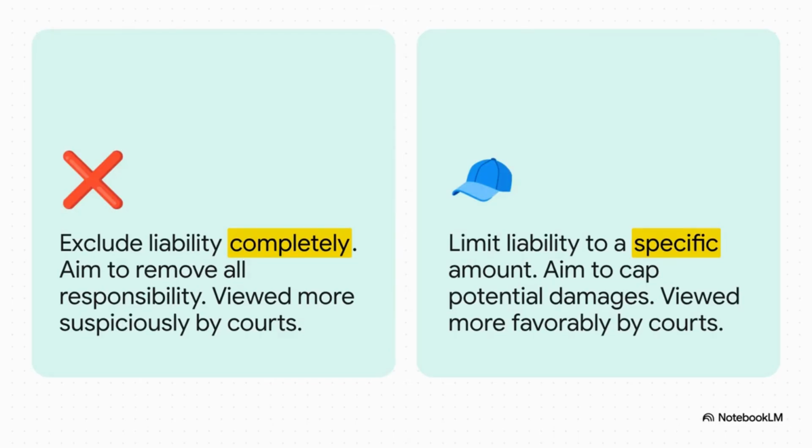And it's really important to note there are two main flavors of these. You've got exclusion clauses, which try to completely wipe out liability. Then you have limitation clauses, which just cap the damages. And this distinction is super important because, as you can imagine, the courts are way more skeptical of a clause that says, we're not responsible for anything at all.